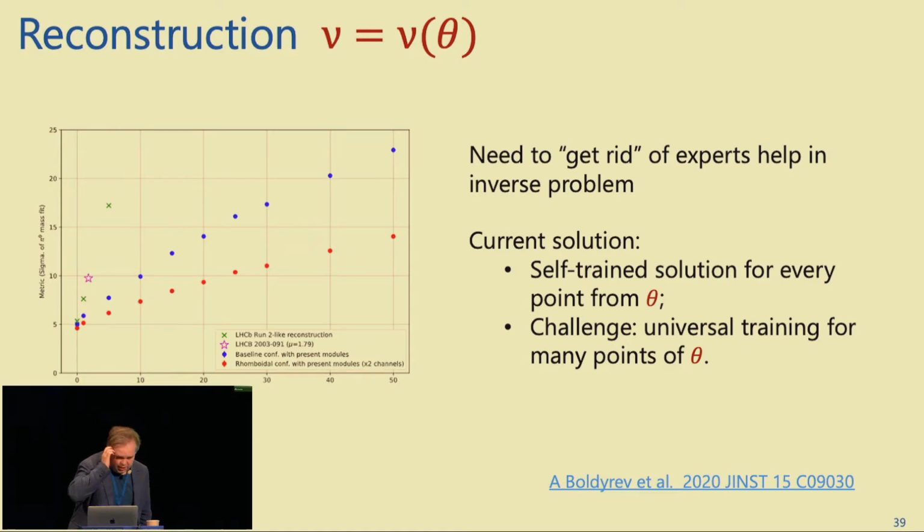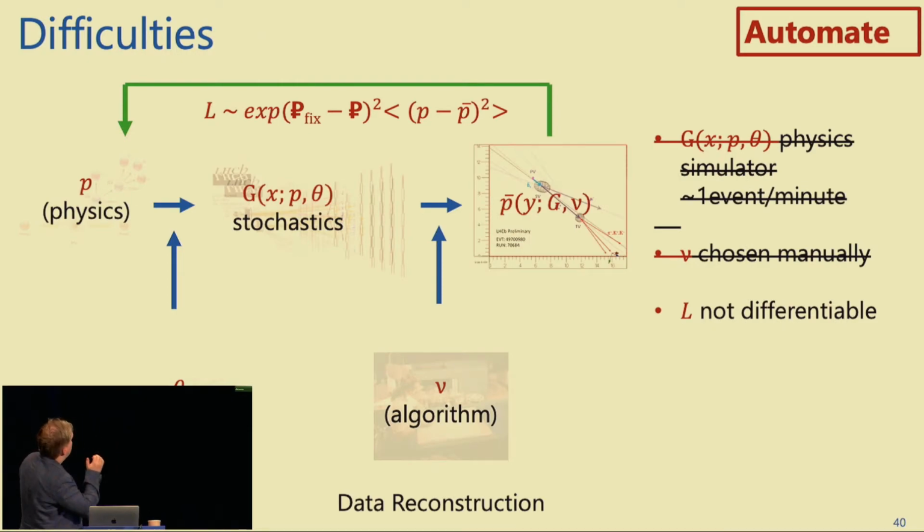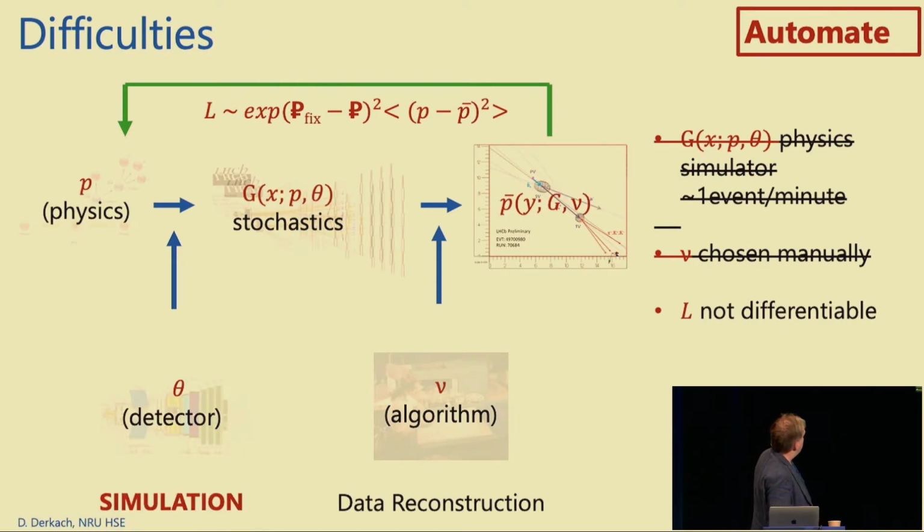So what happened here? We have a big optimization. One part of the optimization is covered using machine learning, using generative adversarial networks, and this is the part which is stochastic.